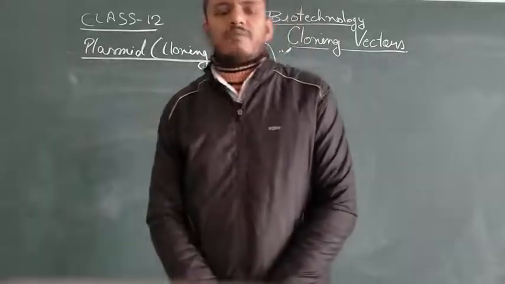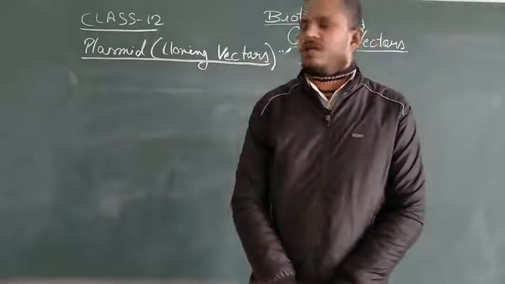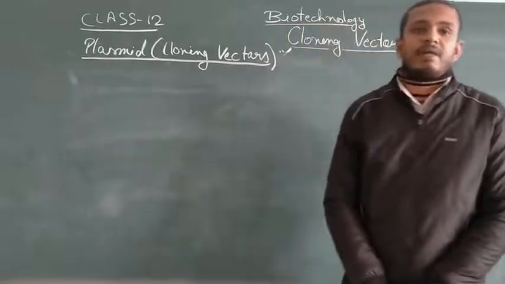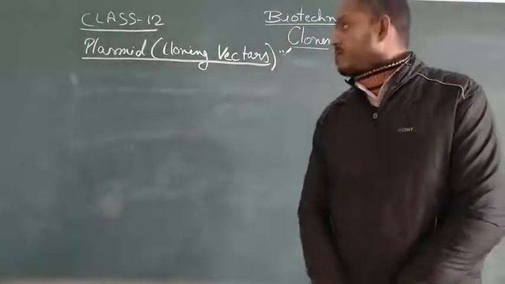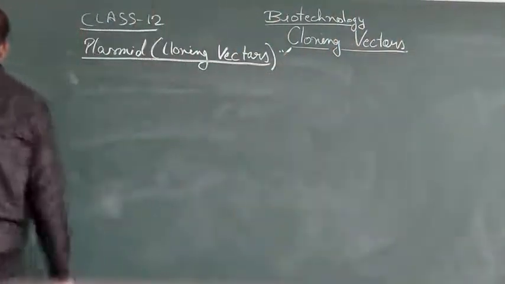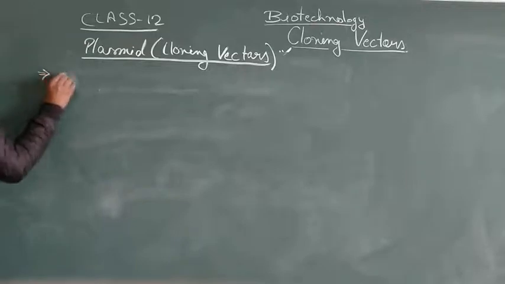Now, what are the main features that need to be discussed? There are a few important sites that will be present in the case of vectors. What are those? The first of all is your origin of replication.